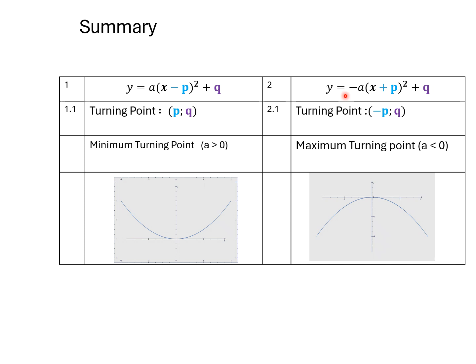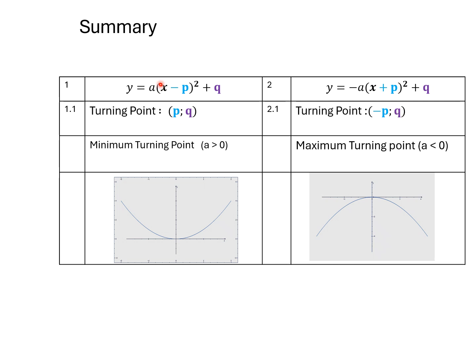They can also give you the equation where a is negative. Remember, smiley face, sad face, negative a. But they have (x plus p) squared plus q. So my turning point, remember, p always changes sign. Q stays as it is. So minus p and q.